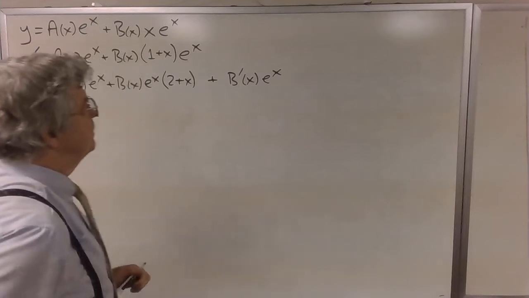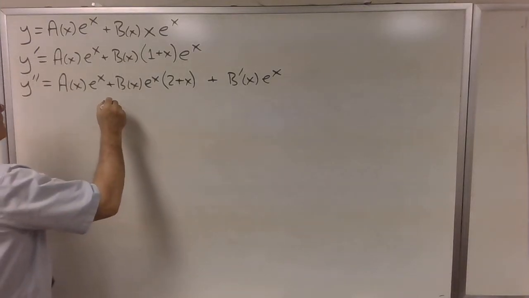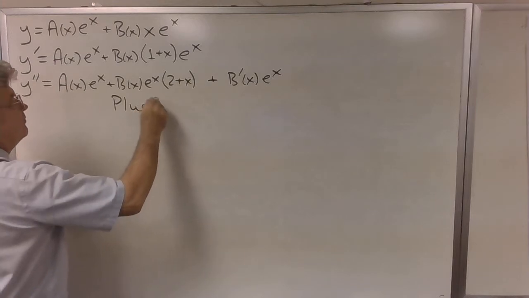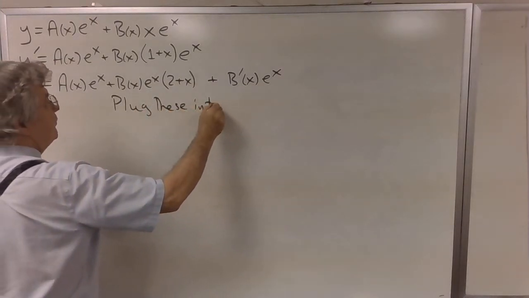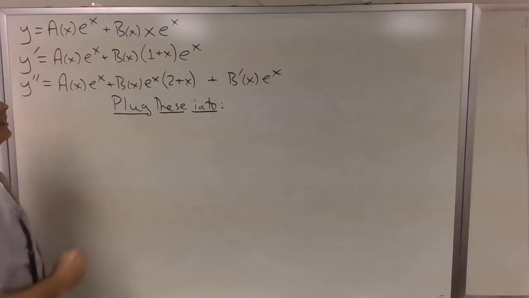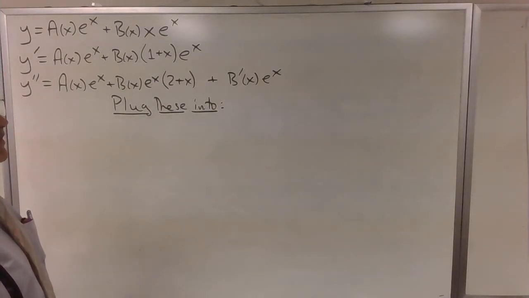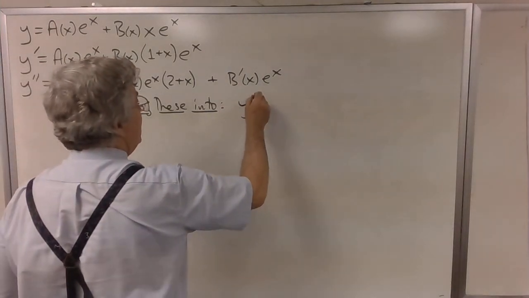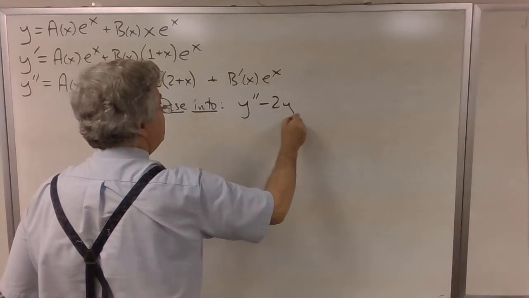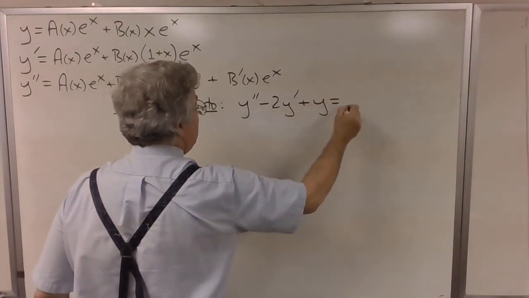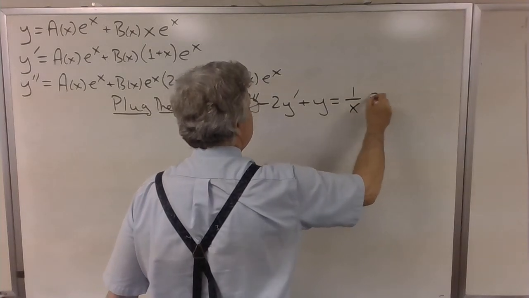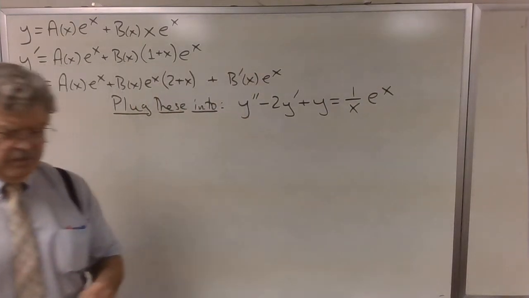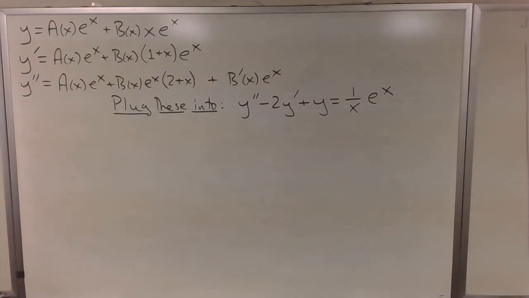Now what are we going to do? Original differential equation, which was y double prime minus 2y prime plus y equals 1 over x e to the x. At least I hope that's what it was.